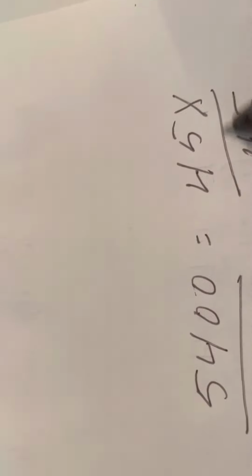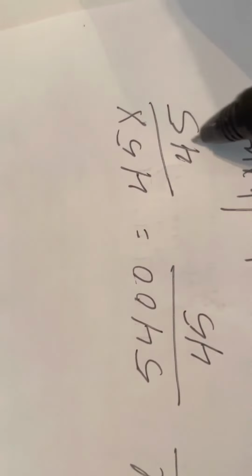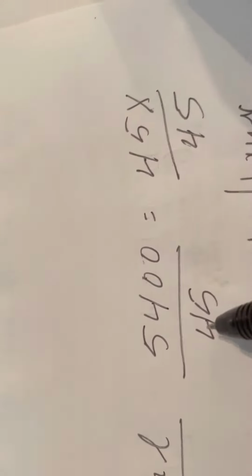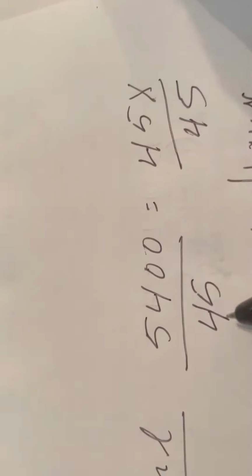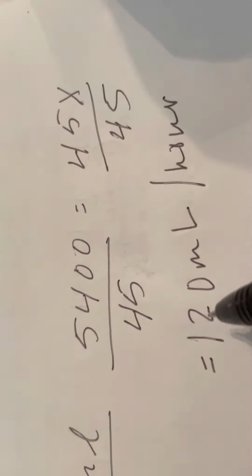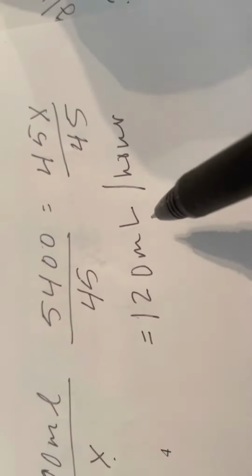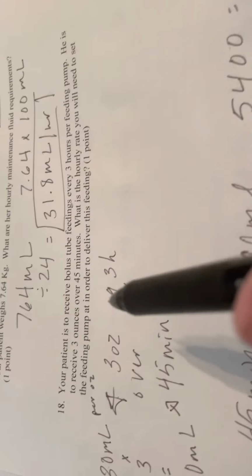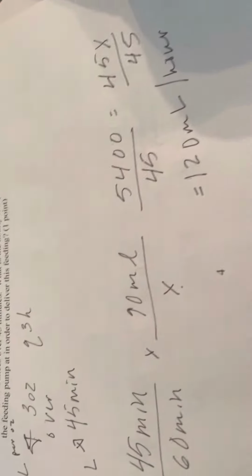To figure out what x equals, we're going to divide this side by 45, and we have to do the same thing to the other side. So 5,400 divided by 45 gives us 120 equals x, which is our milliliters per hour rate that we're going to set it at to deliver 3 ounces over 45 minutes.